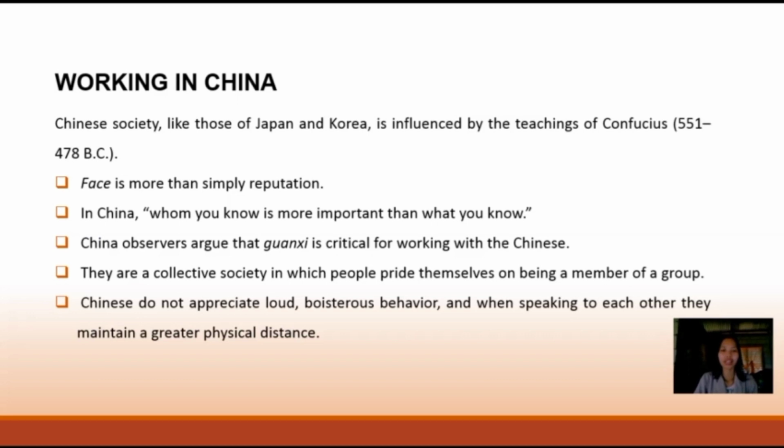In China, whom you know is more important than what you know. The term guanxi refers to personal connections with appropriate authorities or individuals. China observers argue that guanxi is critical for working with the Chinese.